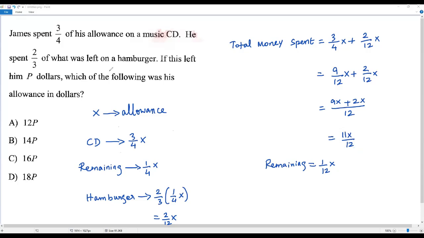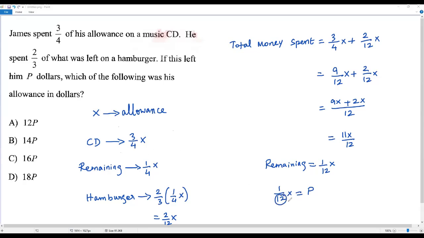But already we have how much he has left after he spent money for CD and hamburger. He left $P, that's given in the question. But in our calculation, we got that he left with 1 over 12 X. So this $P and this 1 over 12 X both represent the same stuff, that is the money he left after he spent for CD and hamburger. So this 1 over 12 X must be equal to P.